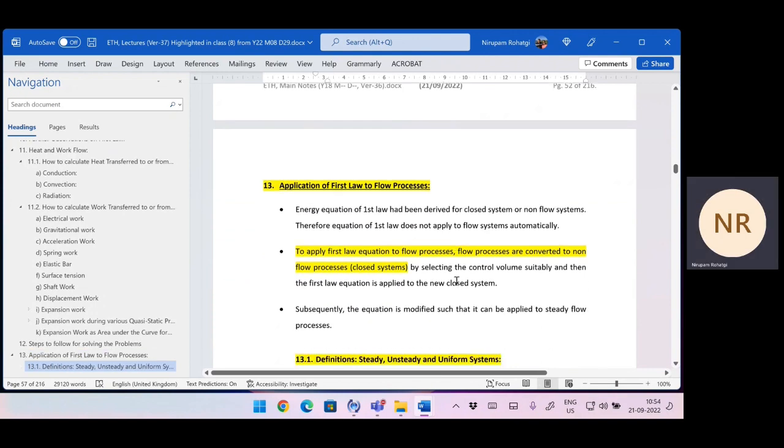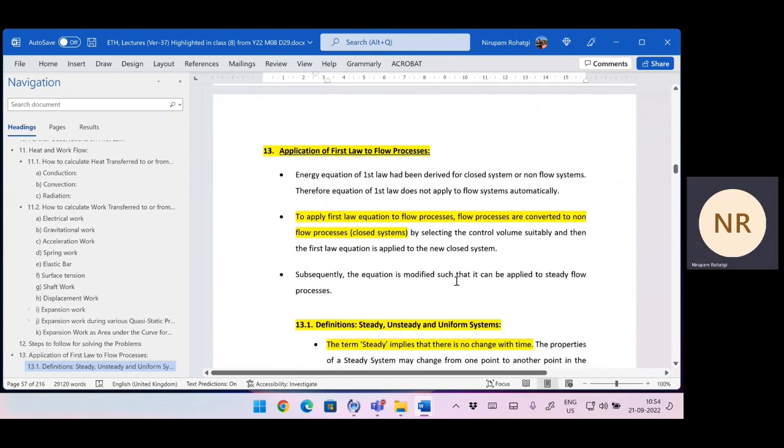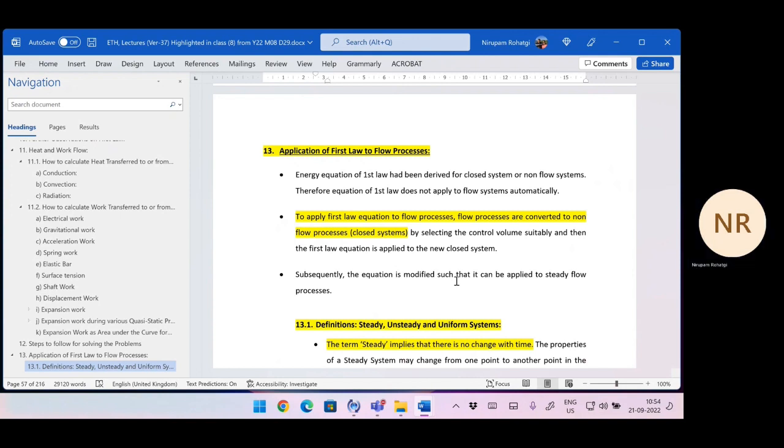Now the next topic would be application of the first law to flow processes. The importance of this topic is, as I told you, that closed systems are not much in use, because you want a cyclic process. The whole objective of mechanical engineering, or at least of thermodynamics, is to get work from machines or engines. You want continuous work. You don't want work only for some time and then leave the system. That would be no good.